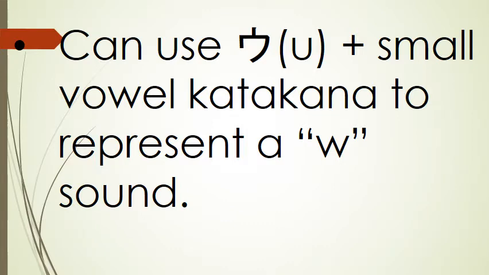You may have also noticed that in Japanese, we don't really have a lot of W sounds. We basically have wa and wo, and wo is kind of tricky because oftentimes it's pronounced as o. Well, one of the ways around that when you're using katakana, sometimes to represent a W sound, you can use u and a small vowel katakana.